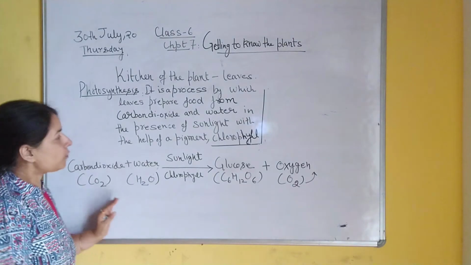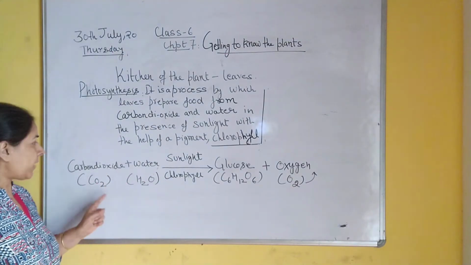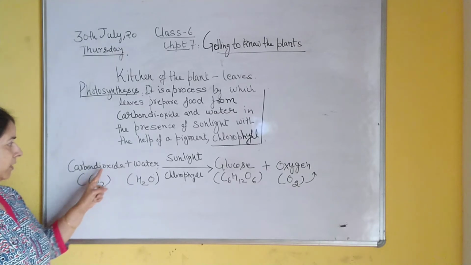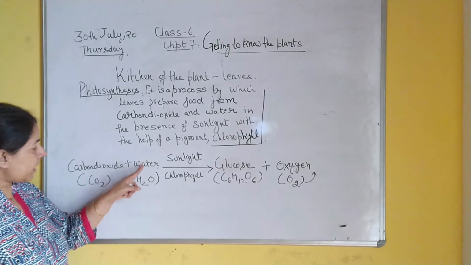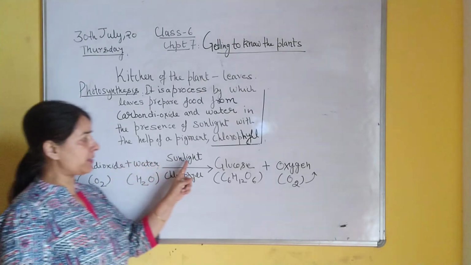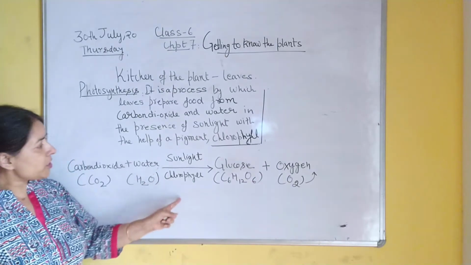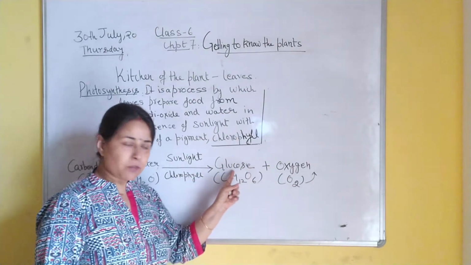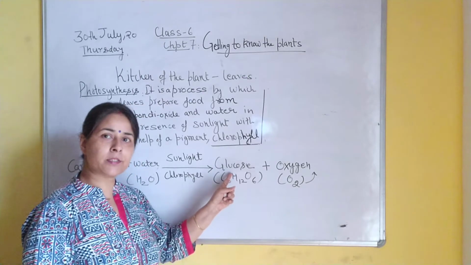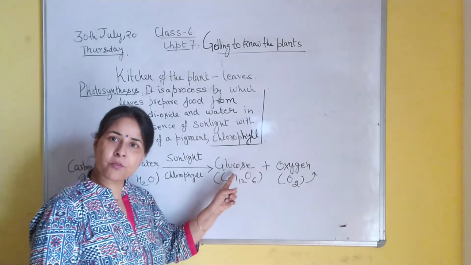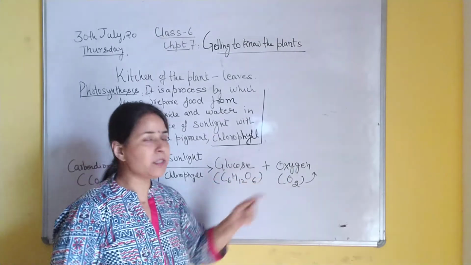So we can easily make a symbol like this, glucose plus oxygen. Now from this formula, what we get to know is that plants require carbon dioxide and water. When carbon dioxide and water combine in the presence of sunlight with the help of chlorophyll, this changes into glucose, which is a sugar. Later on it gets converted into carbohydrates, starches, and different types of other molecules are formed, and the oxygen is liberated out.